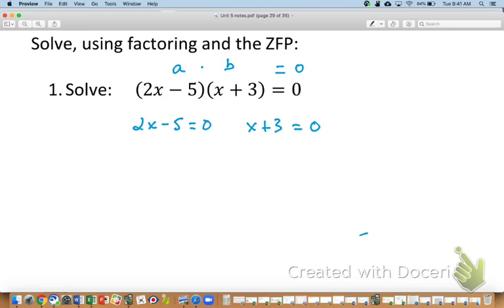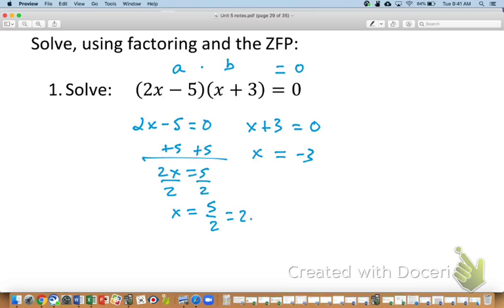And then from there, you guys are really good at these. These are really easy to solve. The one on the right, you could just do it in your head, couldn't you? X equals -3. Just subtract that 3 on over. The one on the left, we'd have to go plus 5 to both sides. 2x equals 5, and you probably could have done this in your heads too. X is equal to 5 over 2, also known as 2.5. So you got two answers. Two different numbers work here, -3 or 2.5.